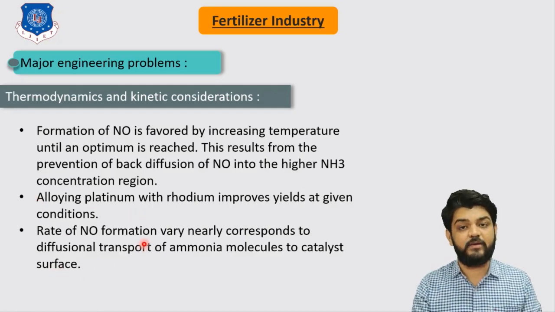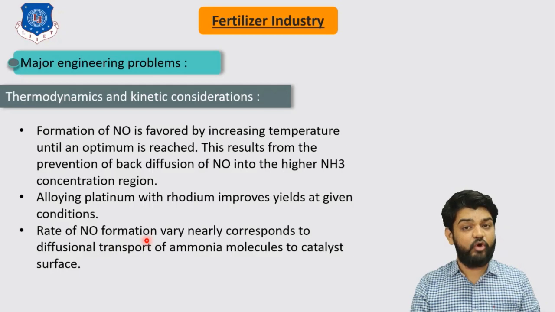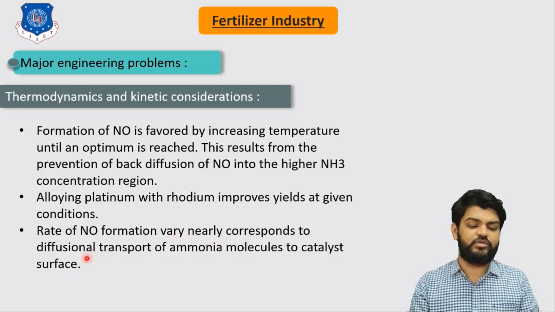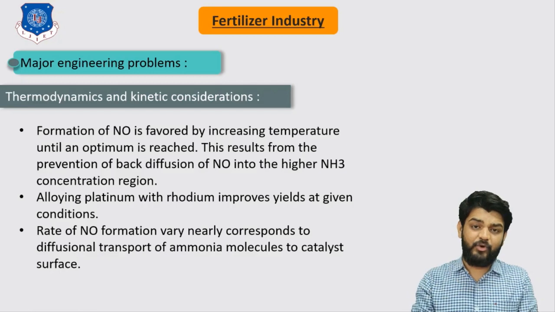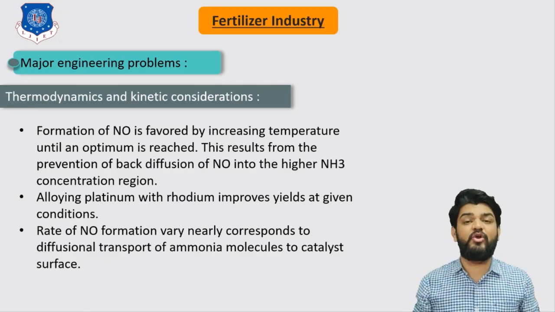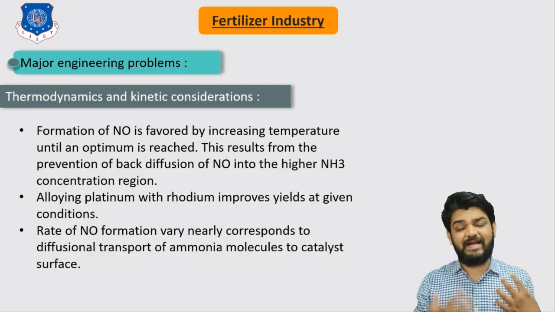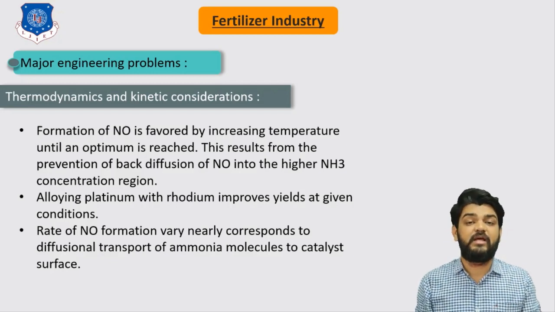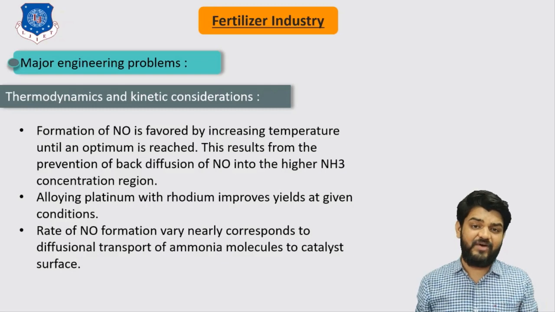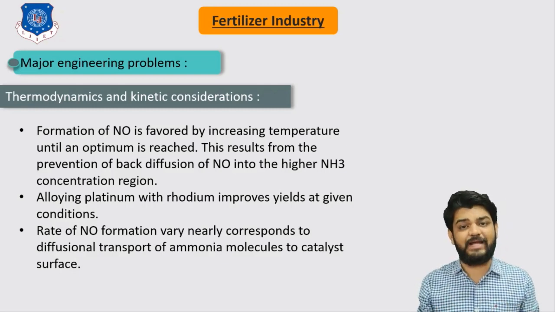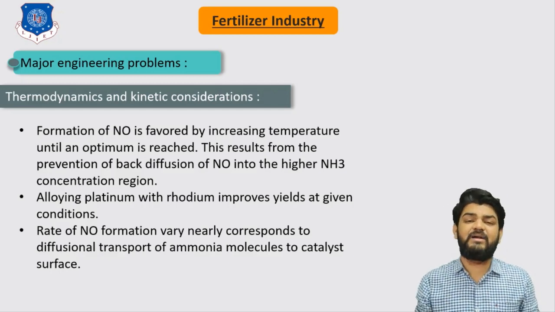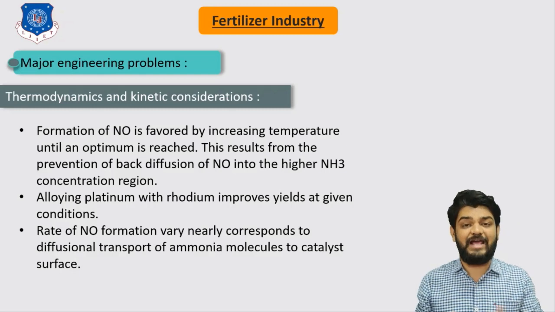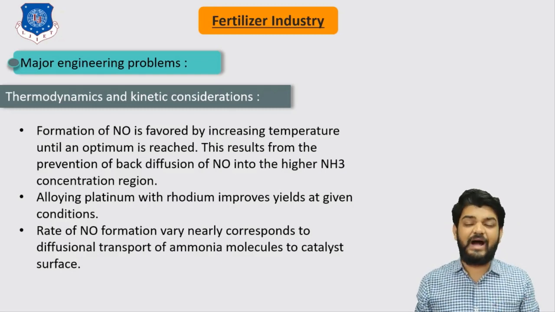The rate of NO formation corresponds nearly to the diffusional transport of ammonia molecules to the catalyst surface. At the surface of the catalyst, more and more ammonia molecules will be adsorbed and more NO will be produced. So catalysts play a very crucial role in this reaction, and it is always advantageous to use more catalyst. But the catalyst is very precious, so we cannot use more and more of it. Instead, we use platinum alloyed with rhodium to give a higher yield.